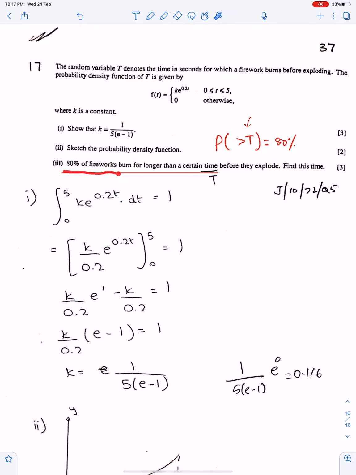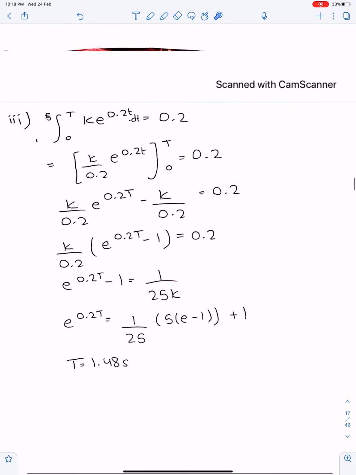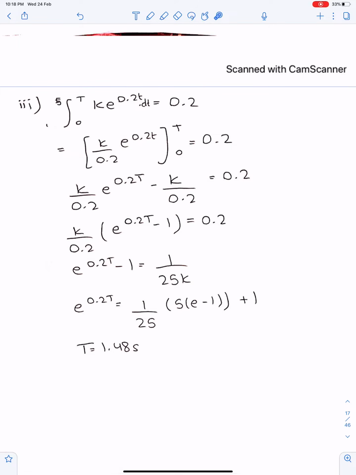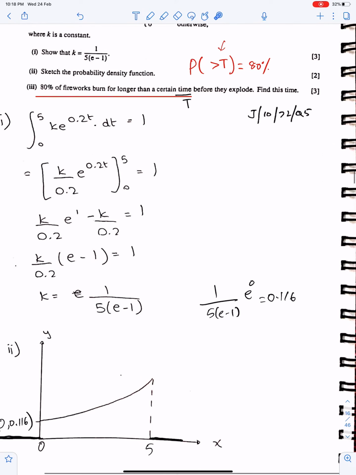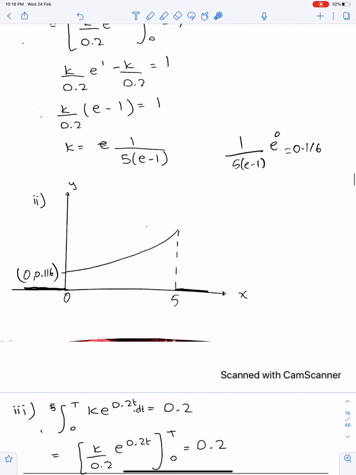So 80% of fireworks means 80% is the probability. Longer than means greater than T. Find this time. You need this time. So the lower limit is T and the upper limit is 5. And the probability is, of course, 80%. Now you have two options. This student used this option.